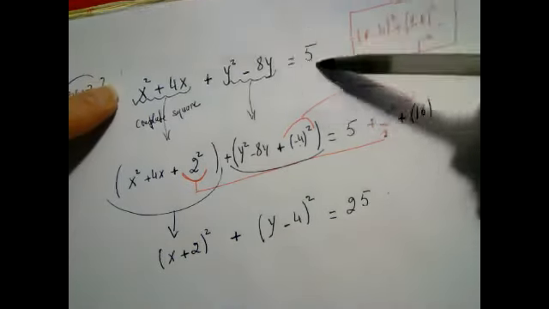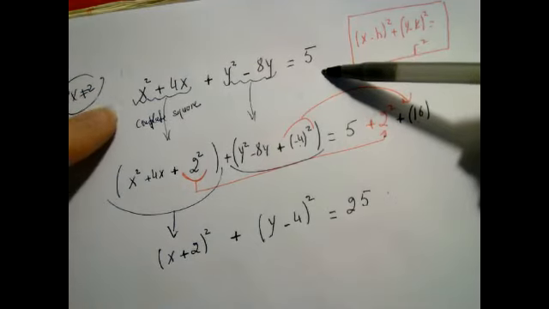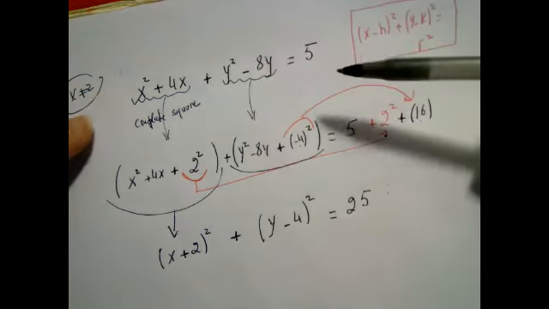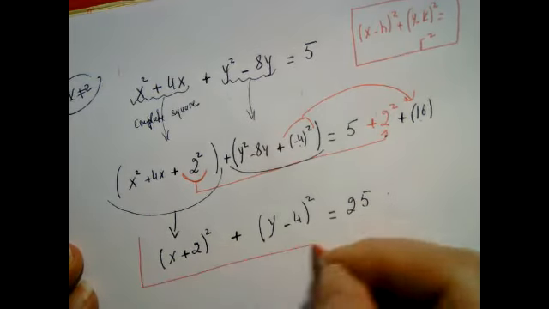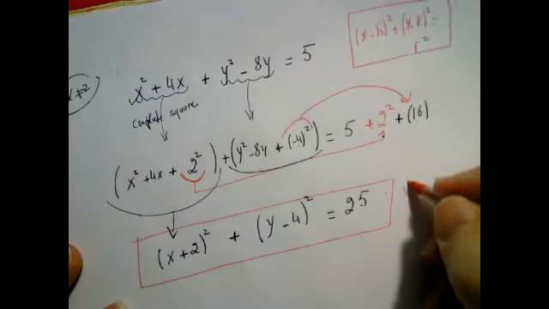So this way, this equation looked like an absolute jumble. We have no idea what this equation is. By rewriting and shuffling things around and completing the square, I rewrite it in this standard format of the equation of a circle. So that's the standard form.